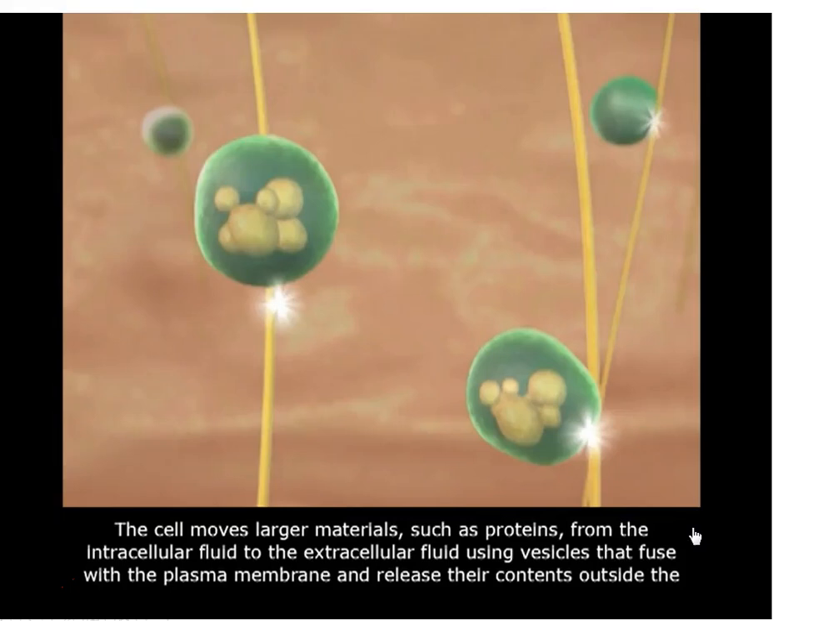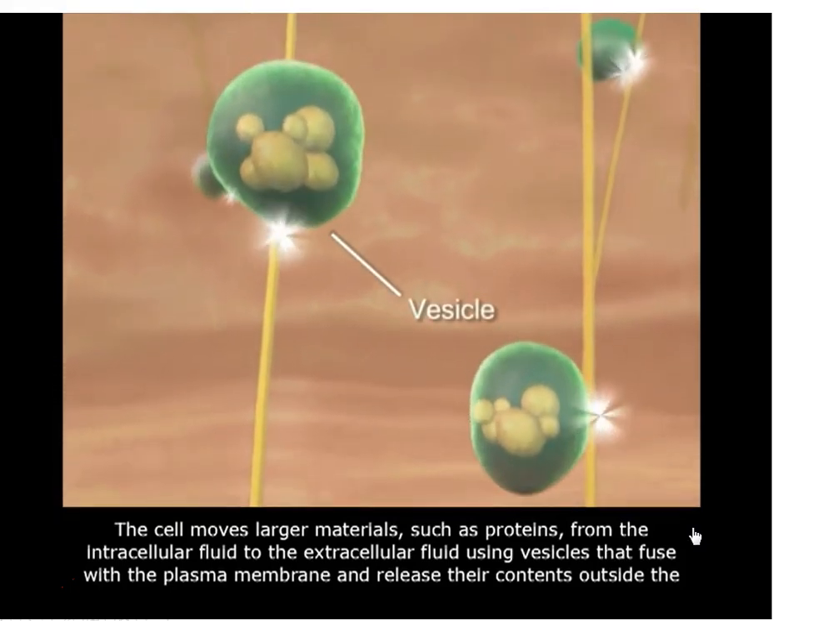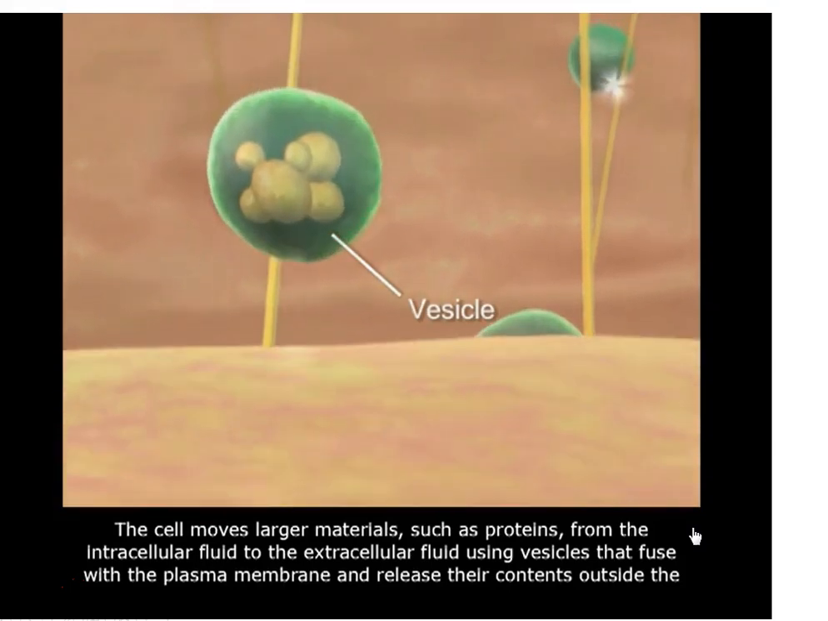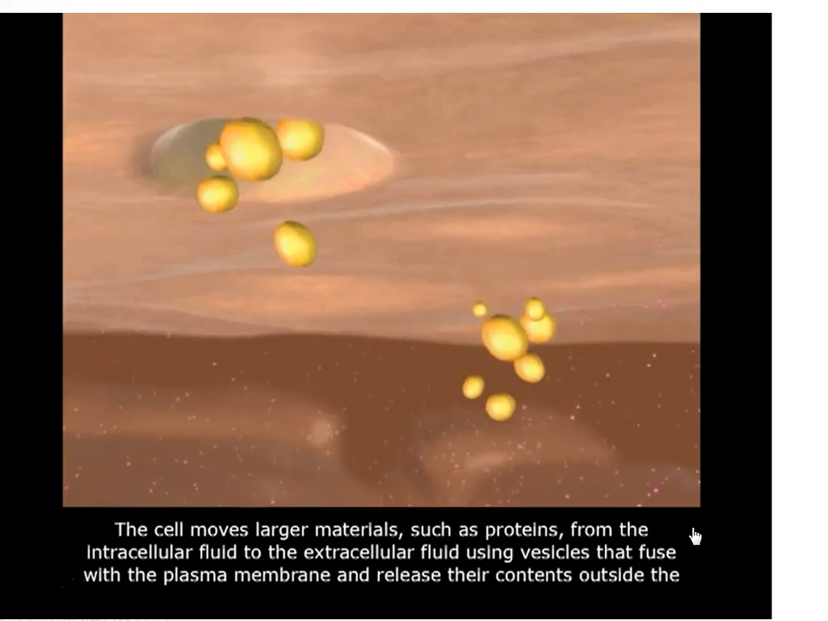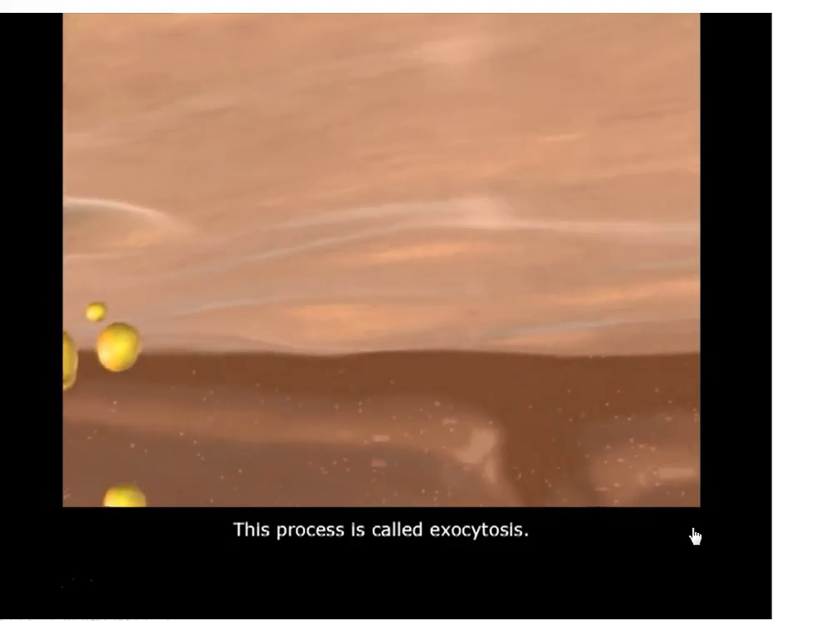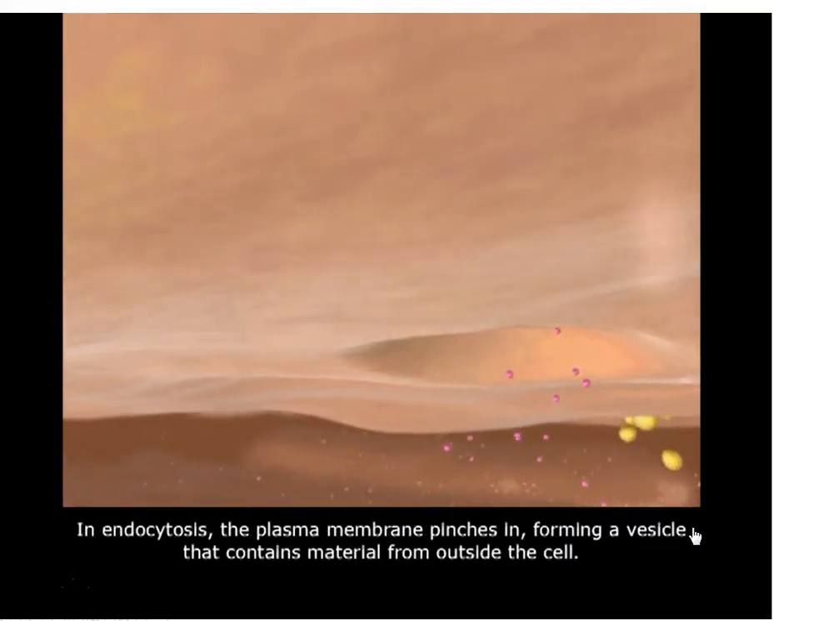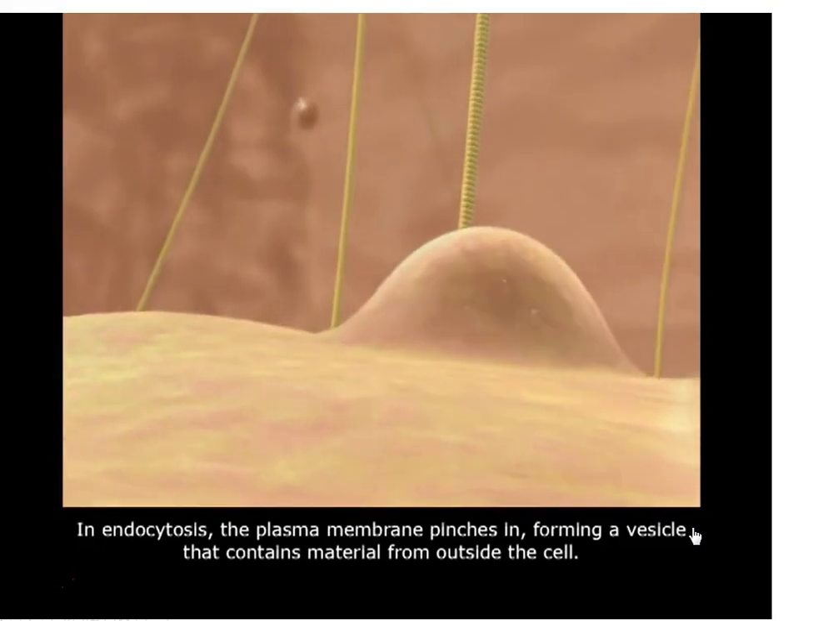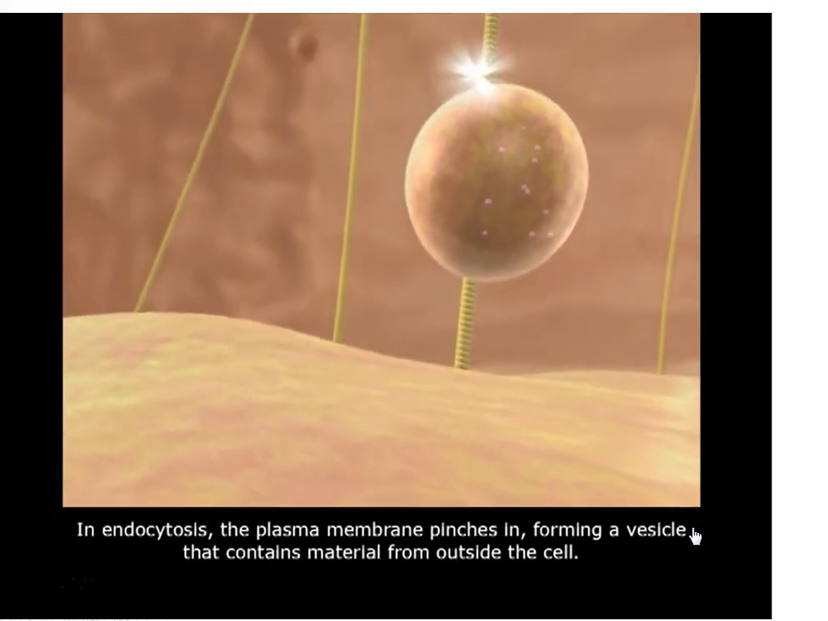The cell moves larger materials, such as proteins, from the intracellular fluid to the extracellular fluid, using vesicles that fuse with the plasma membrane and release their contents outside the cell. This process is called exocytosis. In endocytosis, the plasma membrane pinches in, forming a vesicle that contains material from outside the cell.